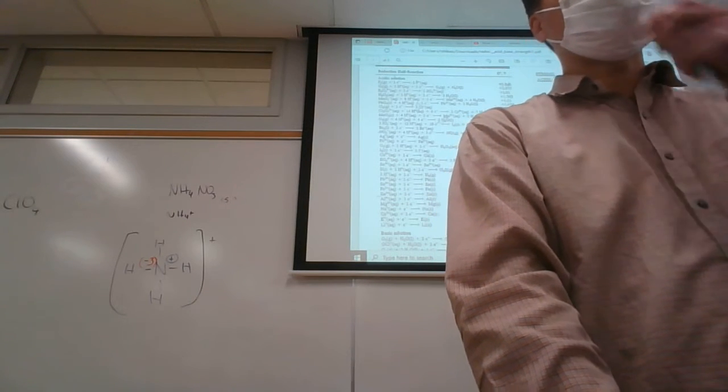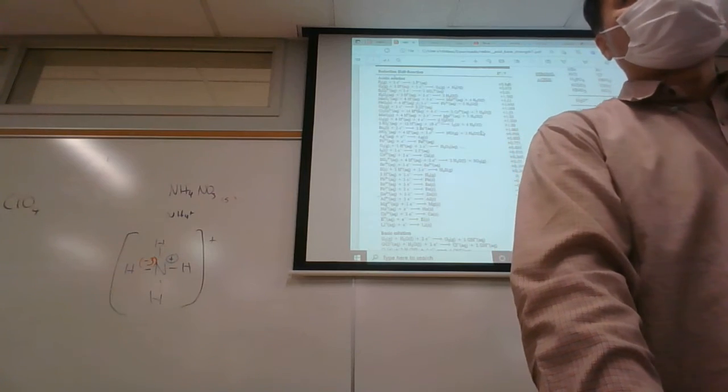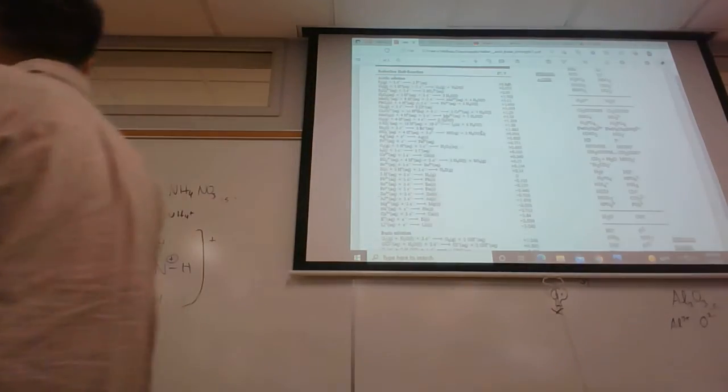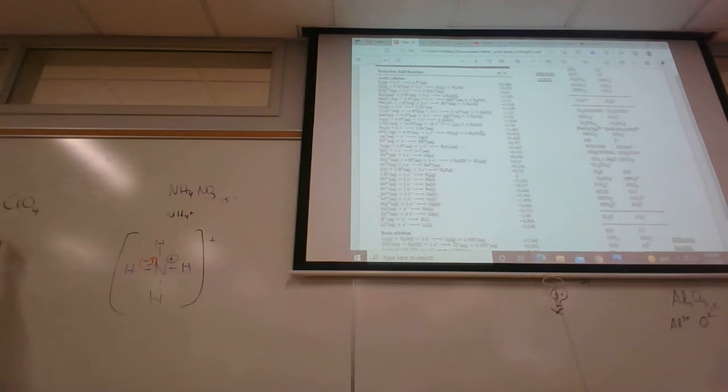We don't have to worry about it too much. Ran out of space? Yeah. What do you think about the redox properties of perchlorate, would you say that's going to be an electron-rich species or electron-poor species?